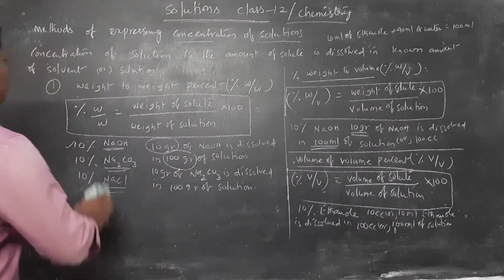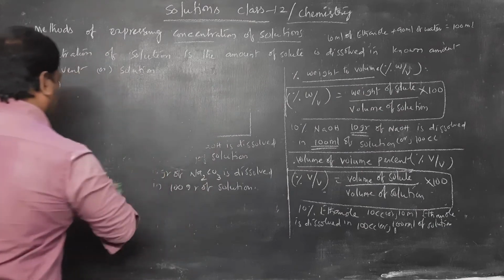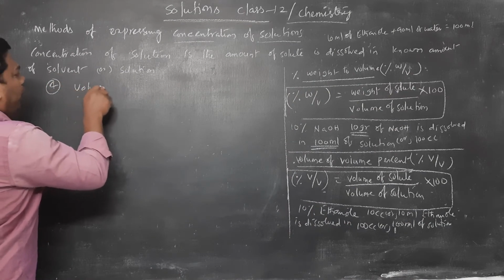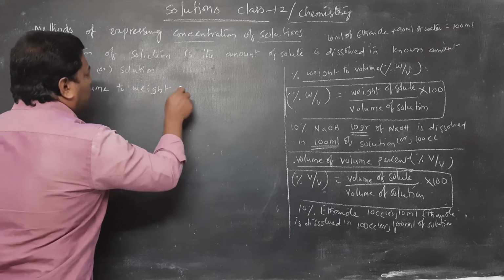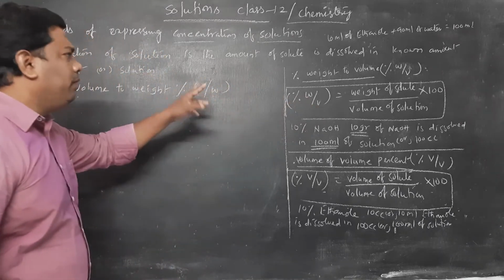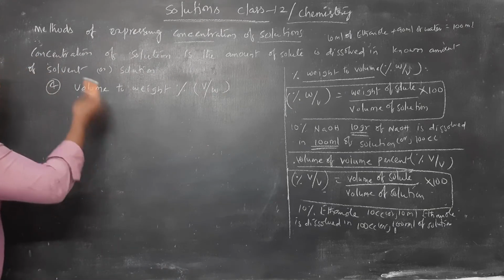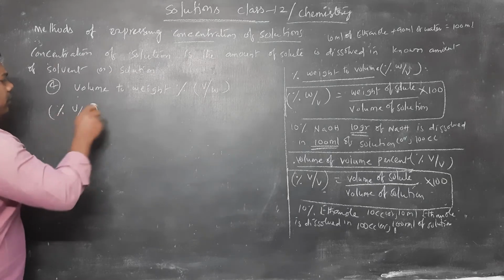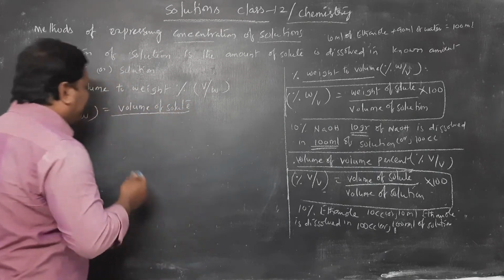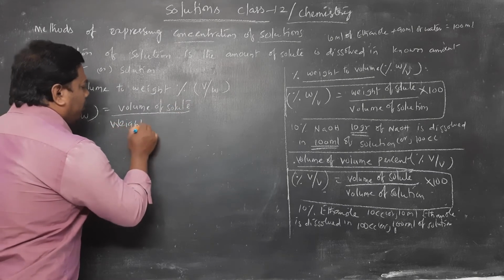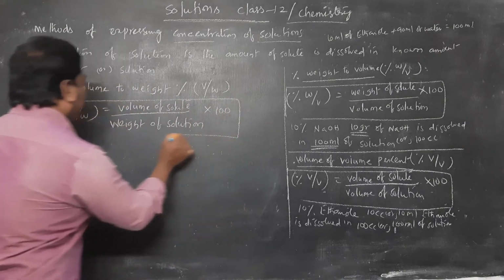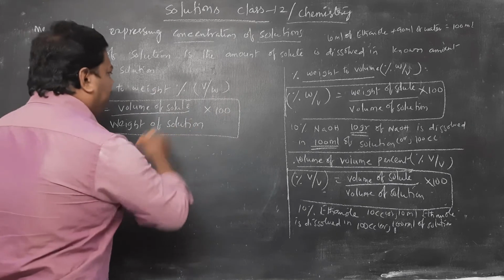Right. Next, the fourth one is volume to weight percent, that means V by W. Already we know weight by volume very well, but here it is reverse, volume by weight. How can we represent volume to weight? The percentage of volume by weight is equal to volume of solute divided by weight of solution into 100. So the percentage of V by W is equal to volume of solute divided by weight of solution into 100.